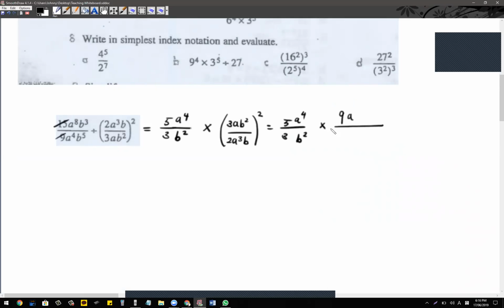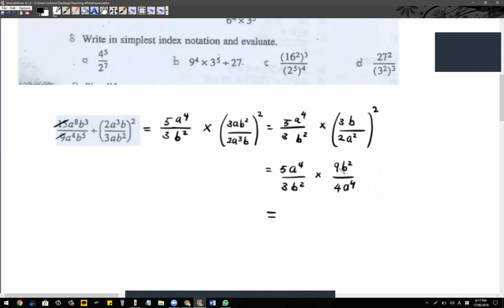Oh, we can actually, before we square, simplify this. It doesn't matter, you can square first and then simplify. But it's a^3, a^2, so a squared on the bottom, b^2, b, so just one b on the top, and then squared, right? So it's 5a^4 over 3b^2, times by 9b squared over 4a^4. Okay, square, square, square, square.